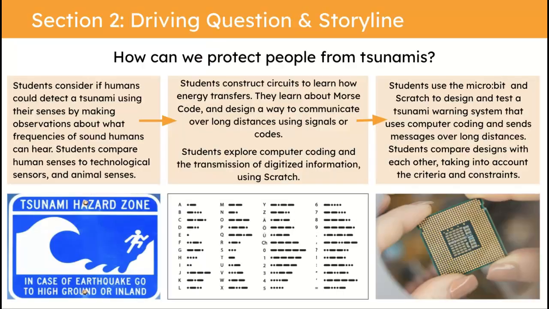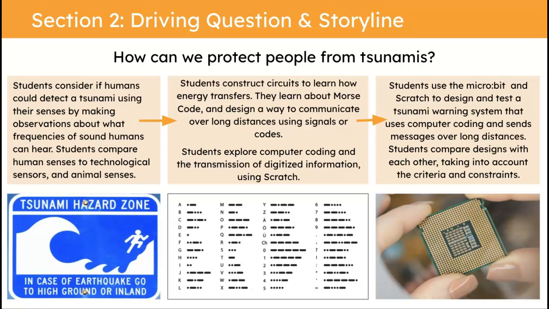The driving question for Section 2 is how can we protect people from tsunamis? In this section, students connect to the anchoring problem by considering how people can be protected from tsunamis. Students first consider if humans could detect a tsunami using their senses by making observations about what frequencies of sound humans can hear. Students compare human senses to technological sensors and animal senses. Students then construct circuits to learn how energy transfers.